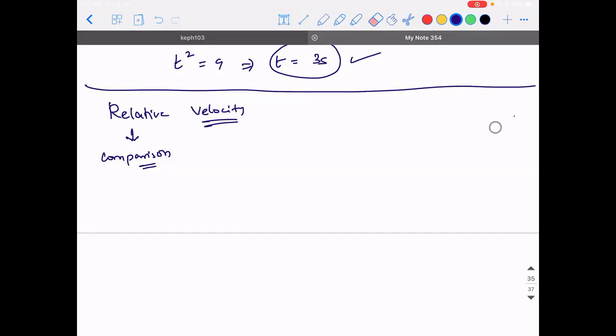In a similar way, if there is an object that is moving, let's say with velocity A, and there is another object moving with velocity B, if you are able to do a comparative study between their velocities, that is what we call relative velocity. This is the simplest definition that is possible. Okay. But I just want to give you a perspective to it.